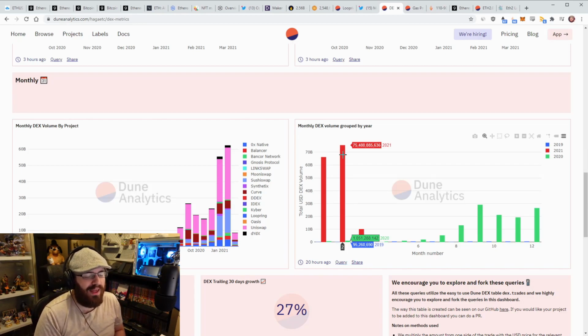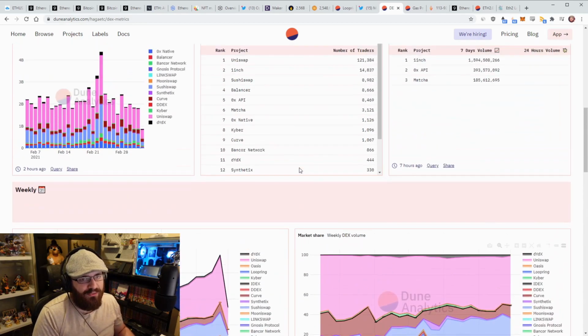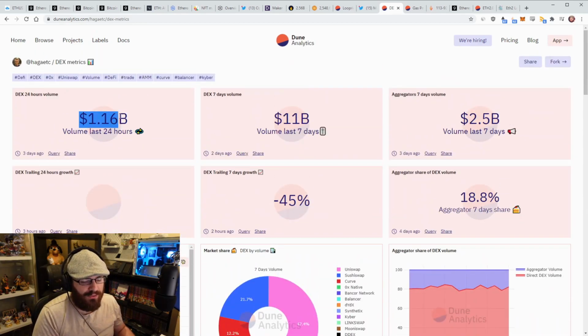You do not see this growth anywhere else in the world right now. Not in fintech, not in tech startups. This is just absolutely incredible growth in crypto on DEXs. We're firmly over $1 billion of volume over 24 hours. Even in markets where it's quiet, it's still over $1 billion here. We did over $11 billion over the last 7 days, right?